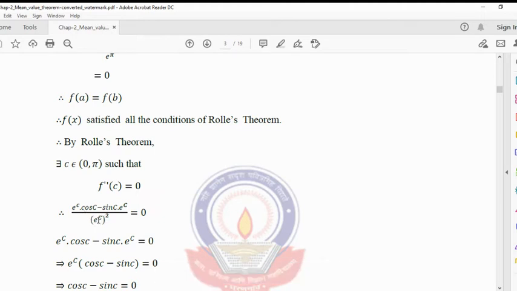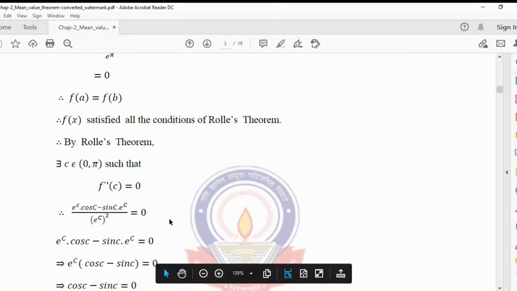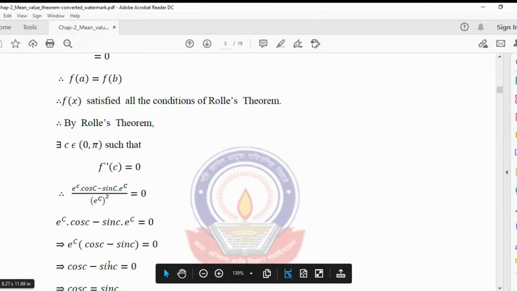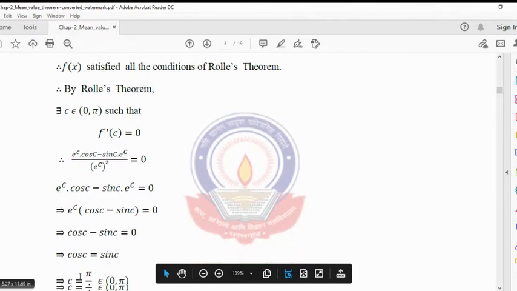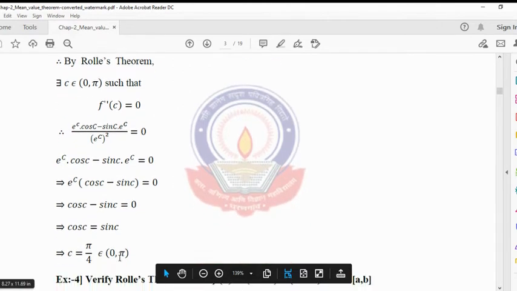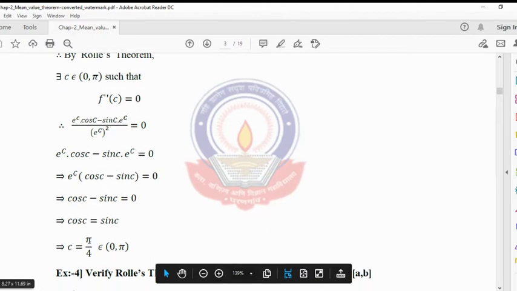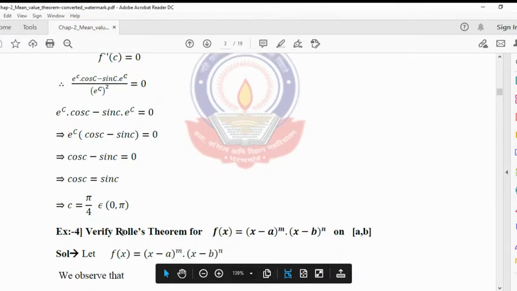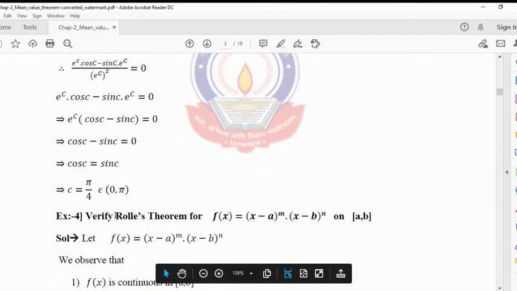And this e raised to c, which is in the divisor, goes to the other side and is multiplied: 0 into e raised to c is 0. So we get just cos c minus sin c is equal to 0. So cos c is equal to sin c. And what value is there for which both values coincide? That is nothing but pi by 4. So c is equal to pi by 4 belongs to the open interval 0 to pi. So hence Rolle's theorem is verified.